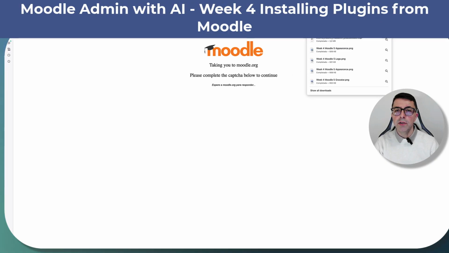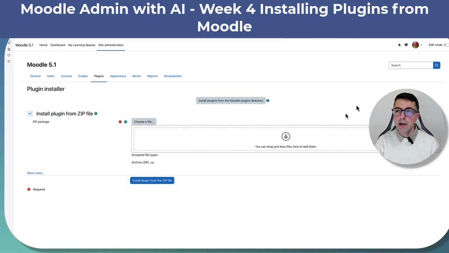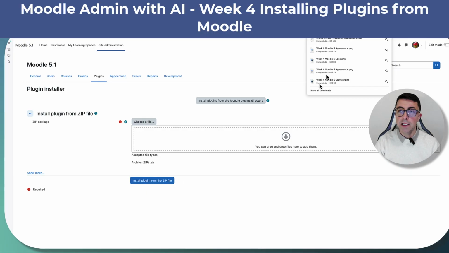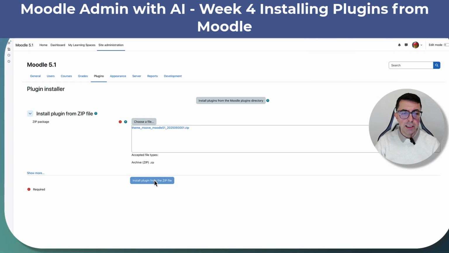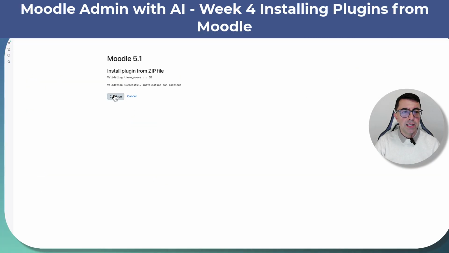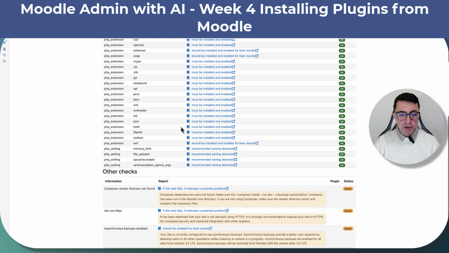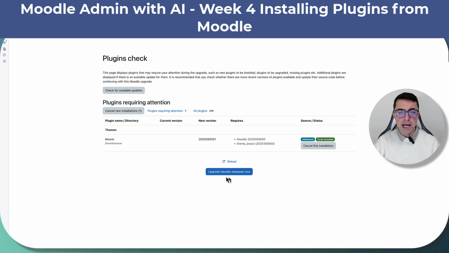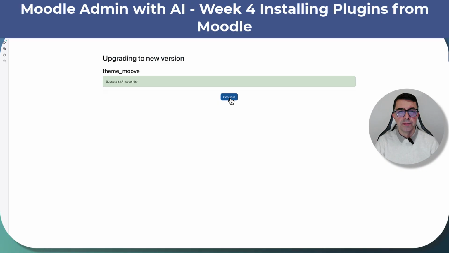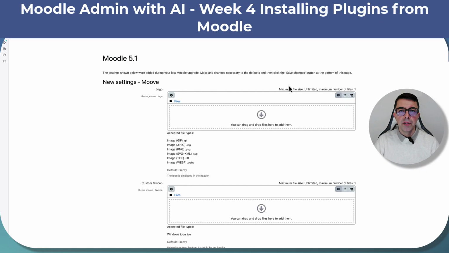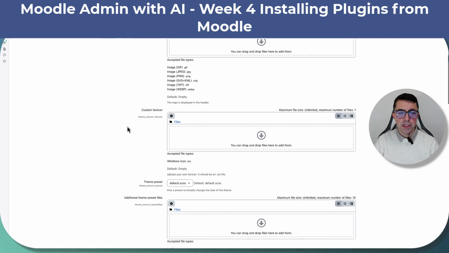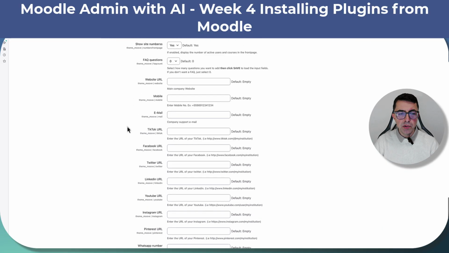There it is. So what I'm going to do is go back and drag it from the zip file, because it says install plugin from the zip file. I'm going to drag it here. Super easy. And it's done. I'm just going to install it. I'm going to say continue. Now I'm just going to scroll all the way down, click on continue. There it is, and upgrade Moodle database. Okay, and now we have here that it's been updated. So that's the Moove theme.